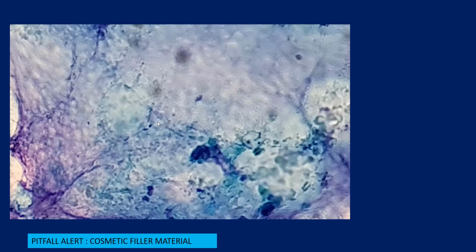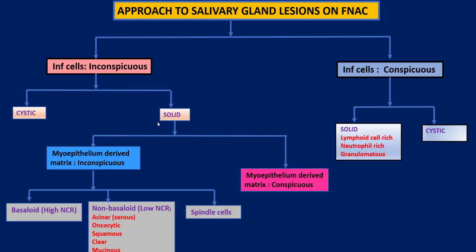So with the popularity of injecting cosmetic filler material, especially in this part of the face, just under the jaw, this could look like a salivary gland tumor. So please ask the person, have you taken any cosmetic filler material injection? This is a big pitfall.